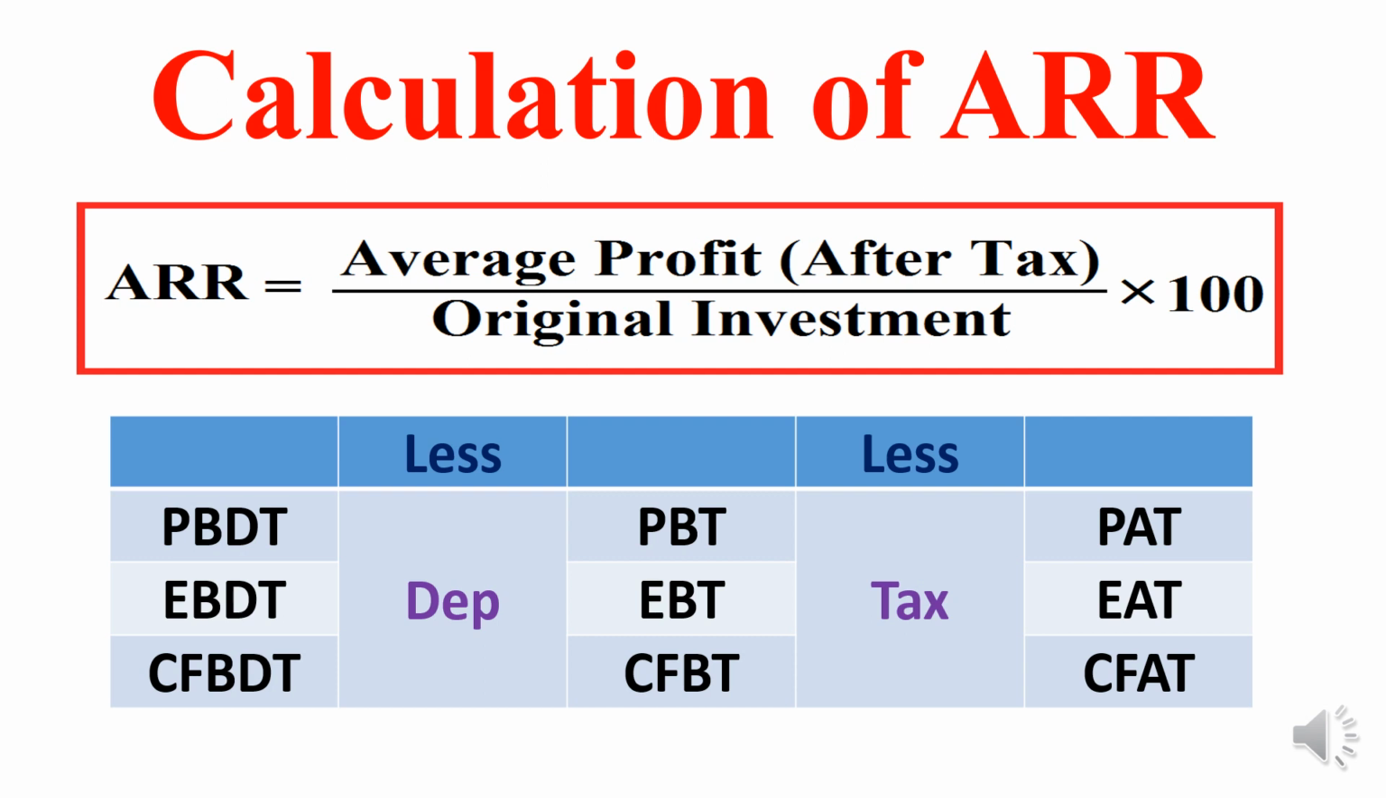So we deduct depreciation. After that we get profit before tax. From that we deduct the tax element. Then we will get profit after tax. Like this we will be calculating profit after tax, which will be used for calculation of ARR.